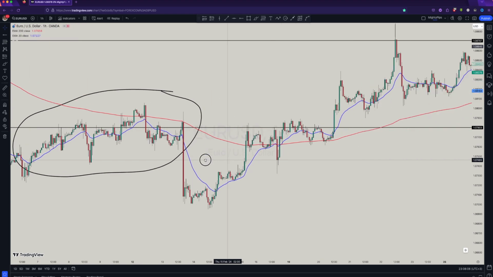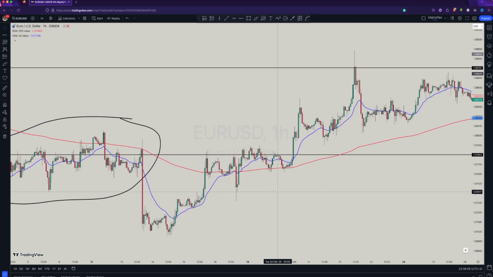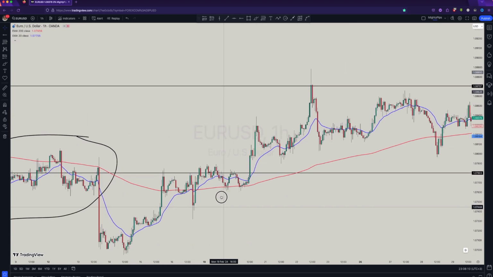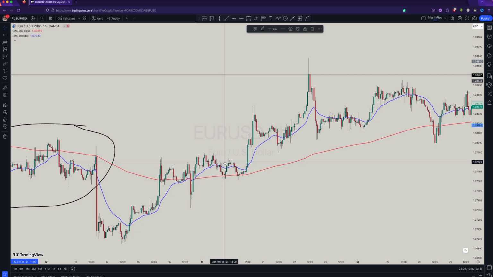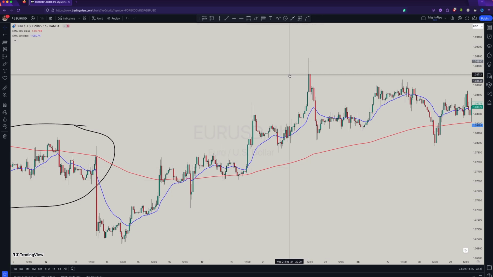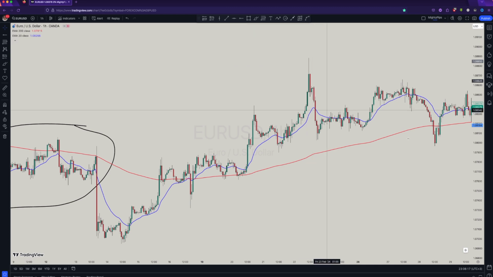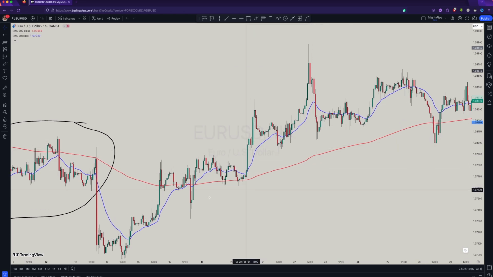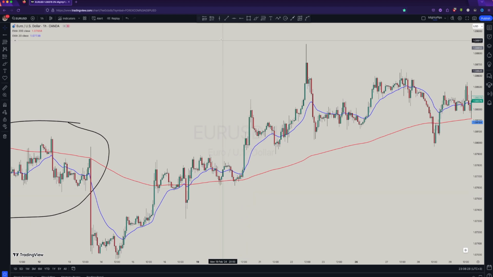Okay, so let's look for the buying side. I want to show you guys this so that if you backtest and look for those entries yourself, you'll be able to see them clearly. So here we see that the price breaks above the 200 and the 20 is above the 200. So what do we do? We look for market structure breaks.